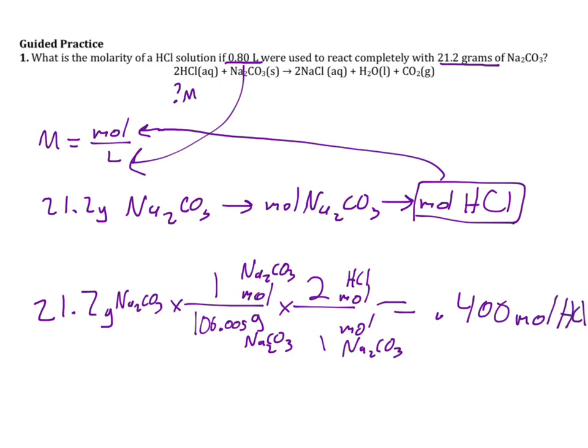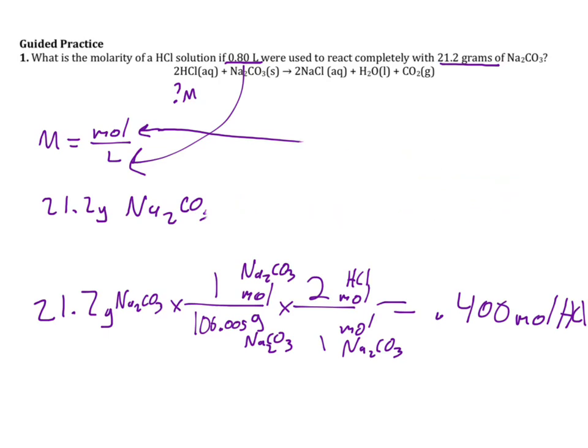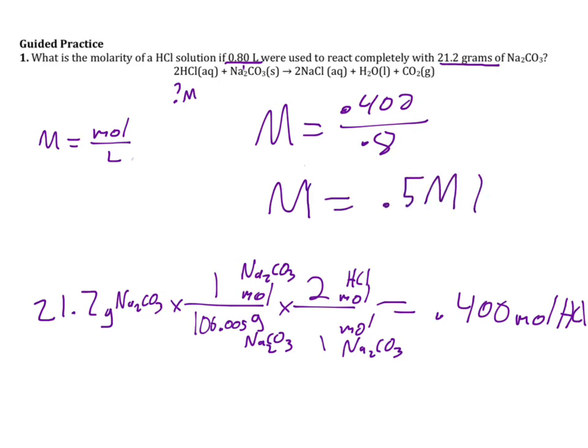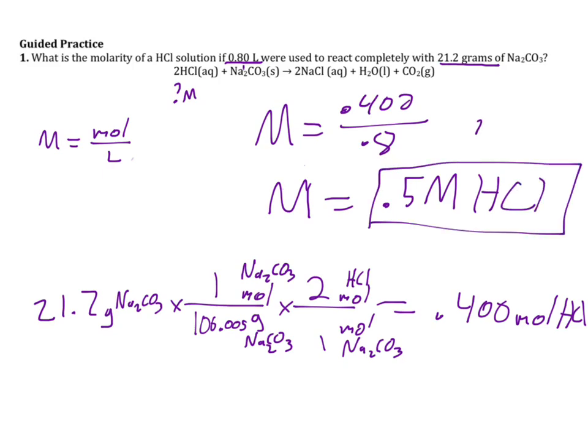And again, once you have the moles of HCl, you can just plug it into the molarity equation. So I'm going to go ahead and clean this up here. So we know that molarity is equal to moles of HCl, which we just calculated, 0.400, divided by the liters, which is 0.8 liters, and you can see the molarity is equal to 0.5 molar. And so the solution is a 0.5 molar HCl solution, and this is our answer.